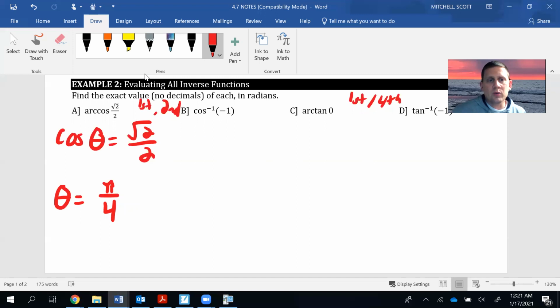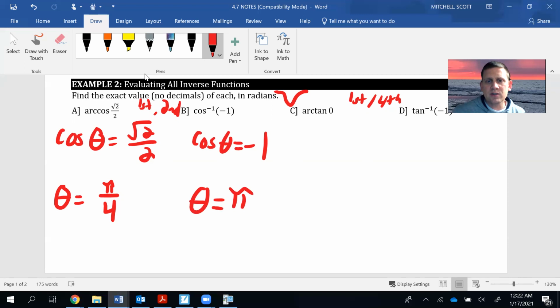Where does cosine equal -1? What angle makes the cosine equal -1? If you think back to your graph, that's the valley in our graph. If you go mountain, valley, mountain, there's your cosine graph. So it's down here. That happens at pi. Okay.